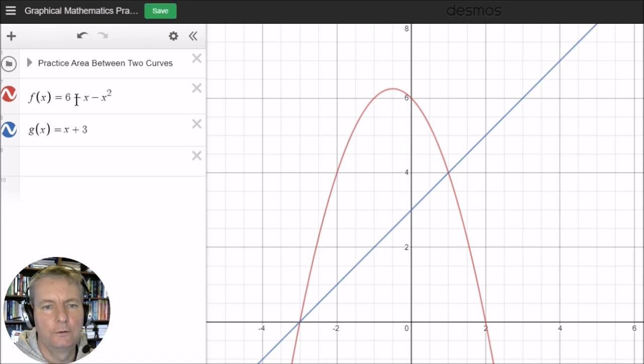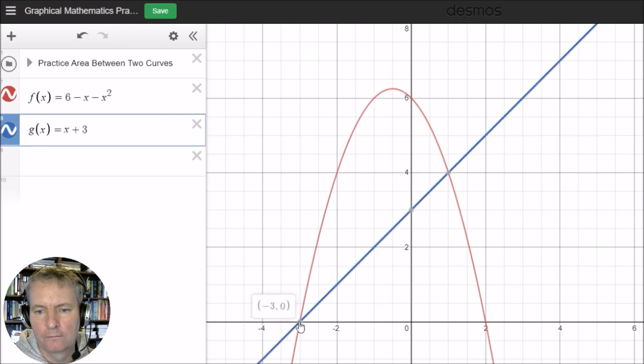So I've written in the two functions. We've got f of x equals 6 minus x squared, g of x equals x plus 3. So you can see the f of x in red, you can see the g of x in blue, and you can see the point where both of them cross over. So the x coordinate of the crossover is minus 3, and the other x coordinate of the crossover is a value of 1. So the limits are minus 3 to 1. So let's look at finding the area.